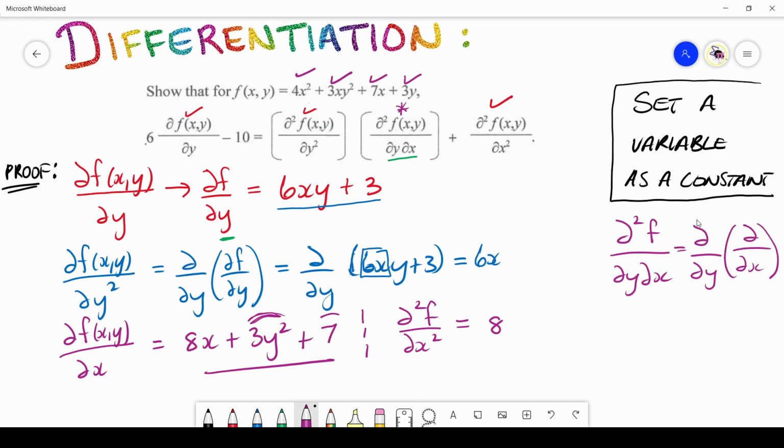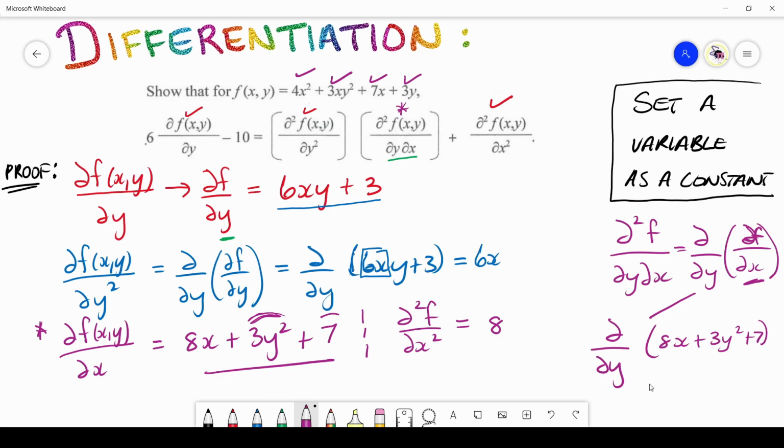So this means that we are to find delta delta y of what? Of this. And what is delta delta x? Let's search. We found it here. Here it is. Delta f delta x. Let me just put in my f here. Totally forgot it. It is 8x plus 3y squared plus 7. Boom. And what's the derivative of that with respect to y?